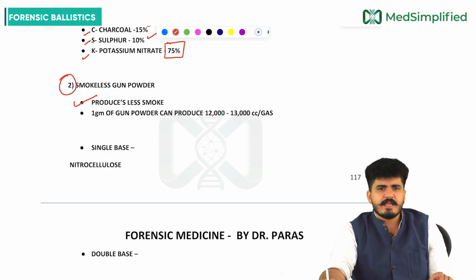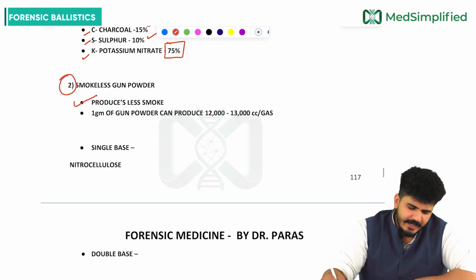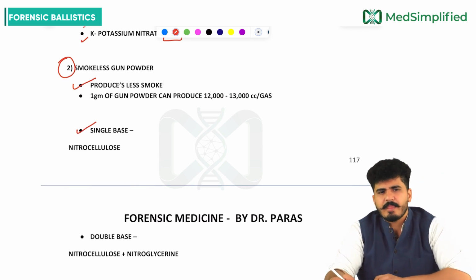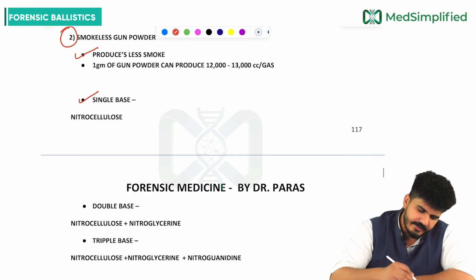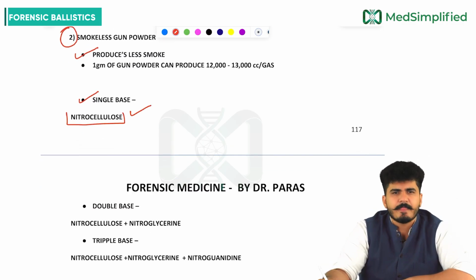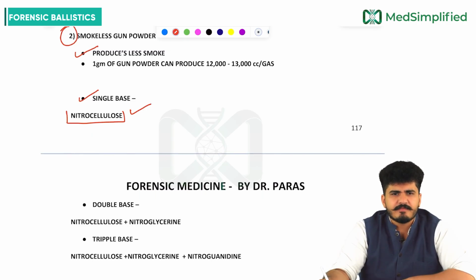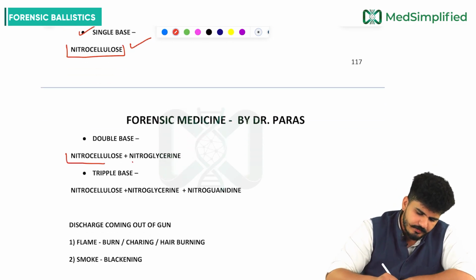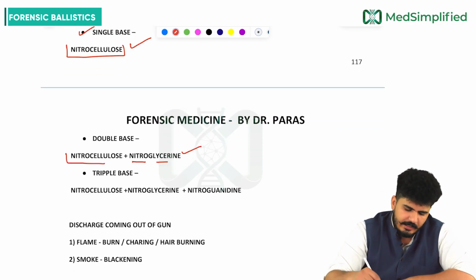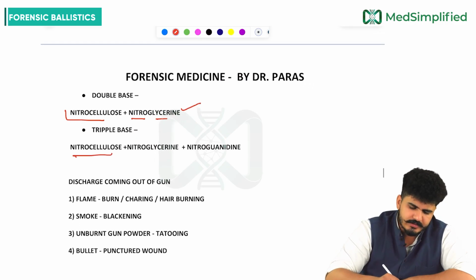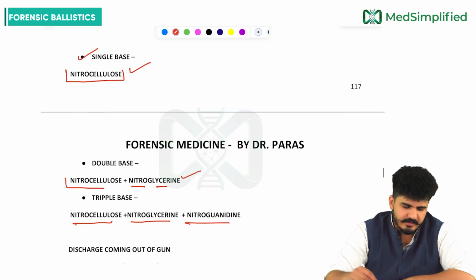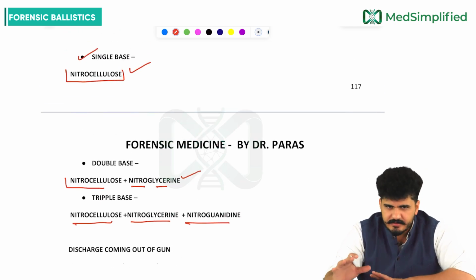So this has 3 types. What 3 types do we have? Single base, double base, triple base. In single base we have nitrocellulose. Double base has nitrocellulose plus nitroglycerine. And triple base has nitrocellulose, nitroglycerine, guanidine. This is triple base. Single base, double base and triple base are clear to all of you.